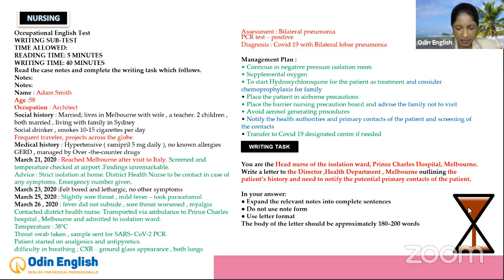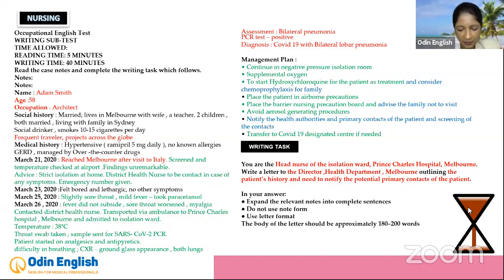Maria Pinto: "In view of the above, you're requested to continue Mr. Adam Smith in negative pressure isolation room along with oxygen and airborne precautions, and to begin hydroxychloroquine as treatment." Now here, Maria, you went wrong because you're writing to the director of the health department and his purpose was to notify the potential primary contacts. The patient is still with you. So you are the one who will be continuing to provide the isolation room, oxygen, airborne precautions, etc. The reader doesn't have to do that. So you can rewrite your request paragraph.